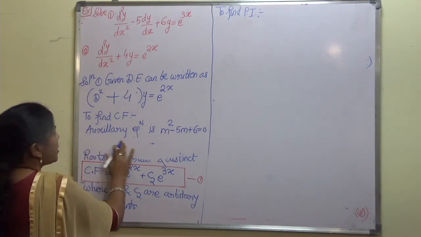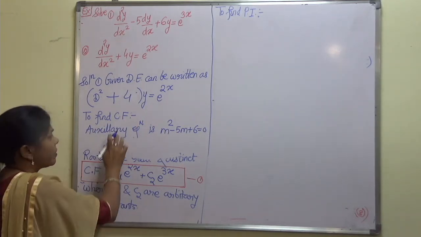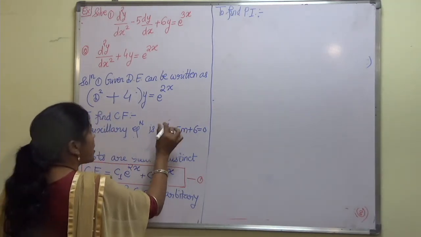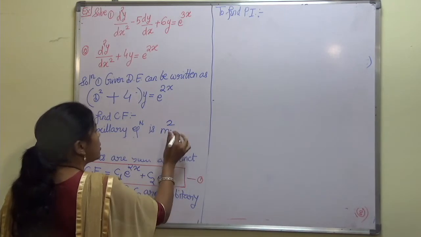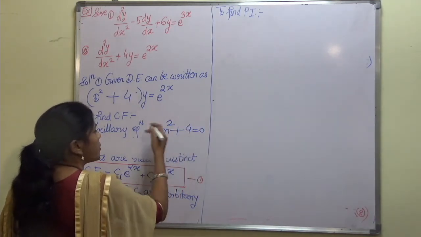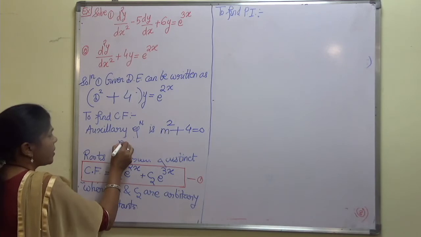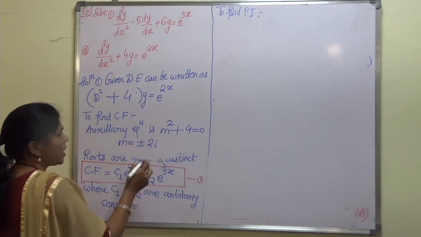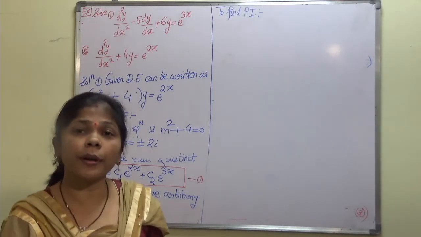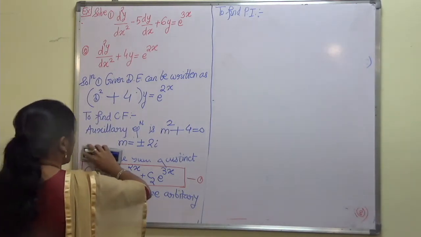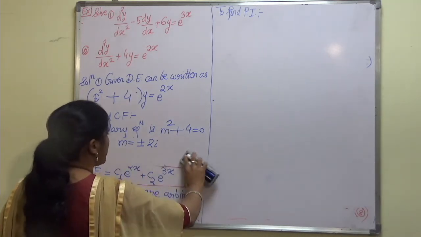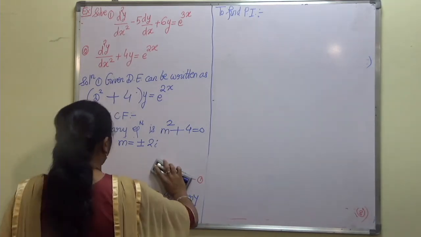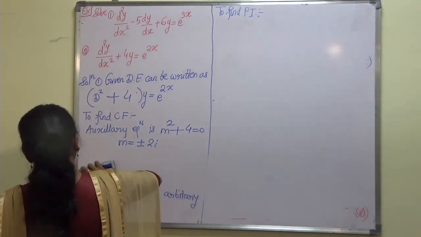After this, for getting the complementary function, we'll write the auxiliary equation. How to get this? Replacing d by m. So we have m square plus 4 equal to 0. Right, find out the values of m. What will be m? m is equal to plus minus 2i. Now here in this case, the roots are what? Complex, right? Roots are imaginary. Complex roots we are getting. So how to write the complementary function for such a situation?